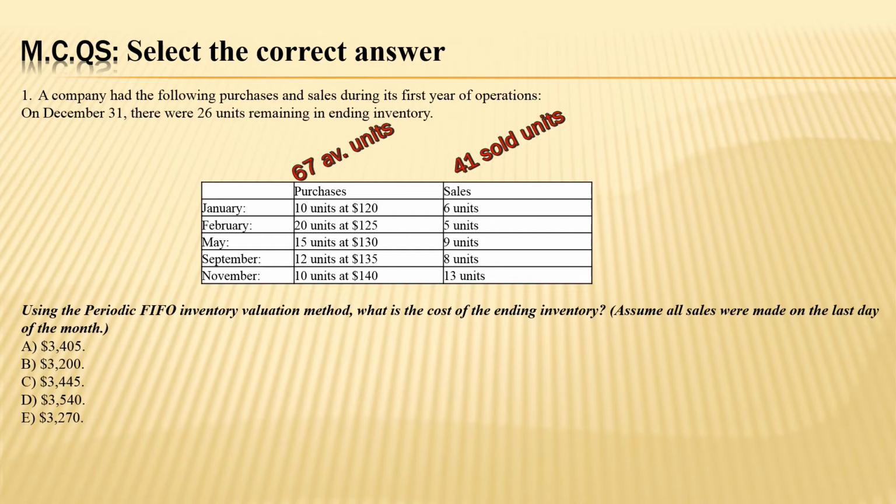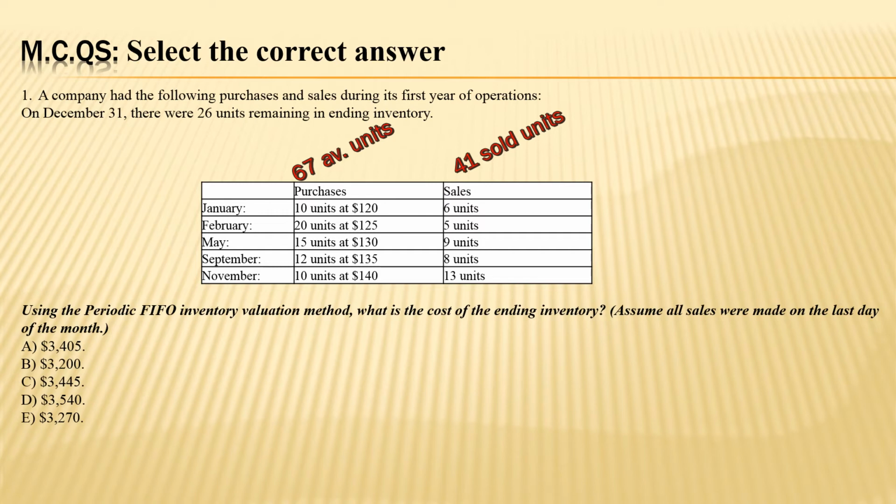So if we add all these units purchased, I have 67 units available. Then I have the last column for the sales, how many units were sold. I will have a total of 41 sold units. So the remaining number of units were 26 units. So just deduct the 41 sold units from the 67 available units, it will give us 26 units remaining in the ending inventory.